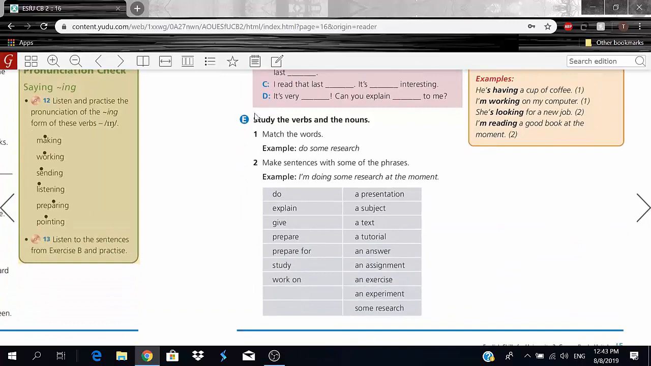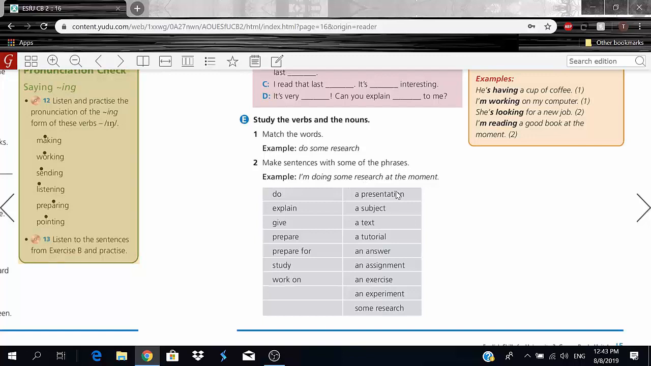Now, let's go to exercise E. Here we have study the verbs and the nouns. This one looks pretty simple. And match the words. So, for example, do and some research and make sentences with some of the phrases. For example, I'm doing some research at the moment.